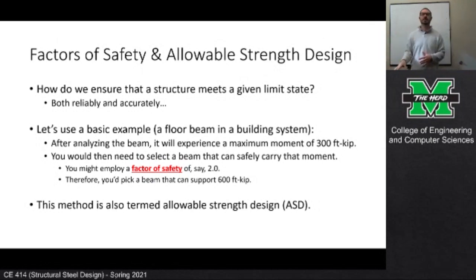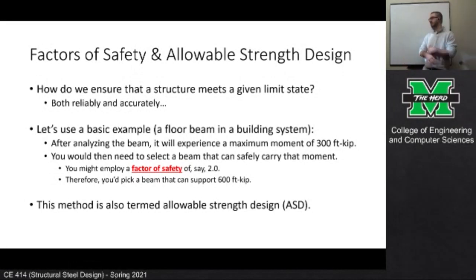There is some uncertainty associated with that, and that uncertainty comes from a number of places, and we'll talk about that here in a bit. So a design philosophy might be, I'm going to use a factor of safety. Everybody in this class should know what I mean by a factor of safety. So let's say I use a factor of safety of 2.